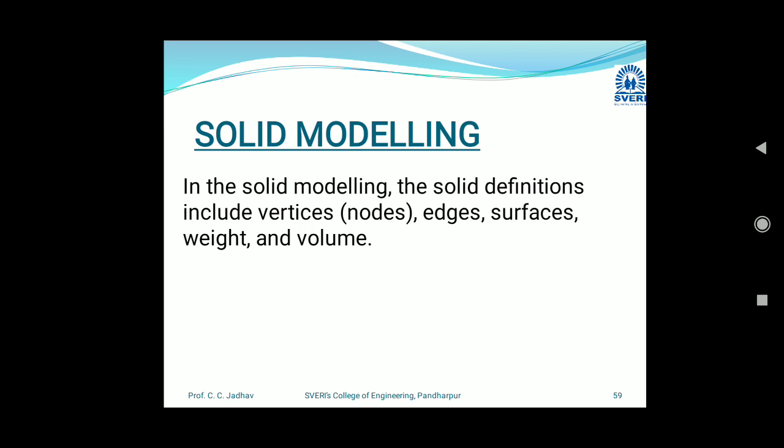Next modeling is solid modeling. In wireframe modeling, we create the model using lines and curves. In solid modeling, we join these different lines and curves with the help of elements, nodes, and entities. Then we form the surfaces, and after joining these surfaces, we get the solid model. The solid definition includes vertices, nodes, edges, surfaces, weight, and volume. So from these two modelings, surface and wireframe, we create the solid model.